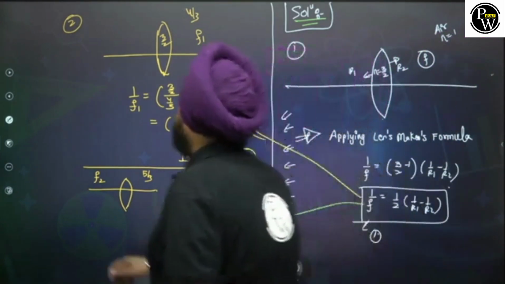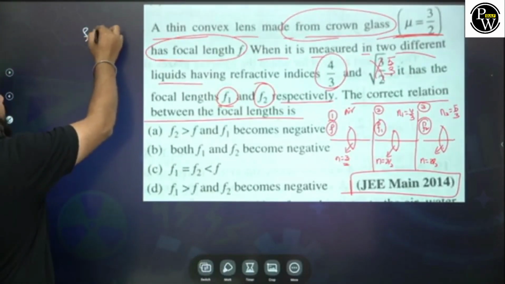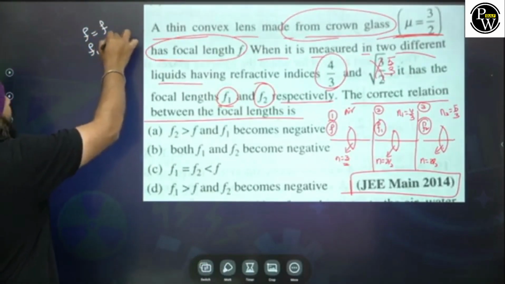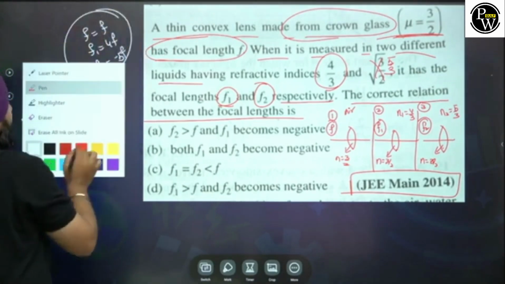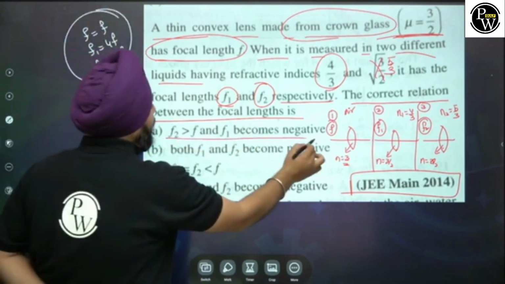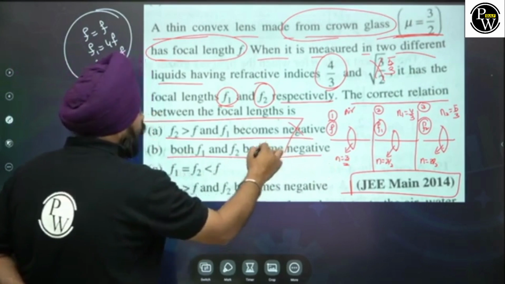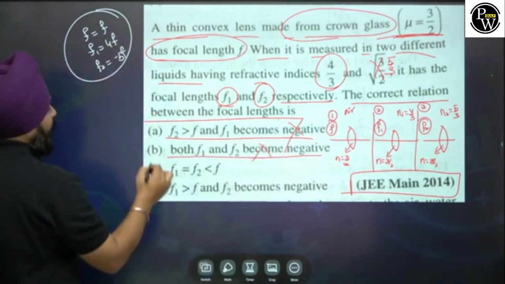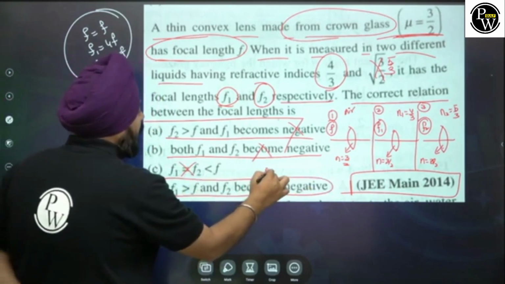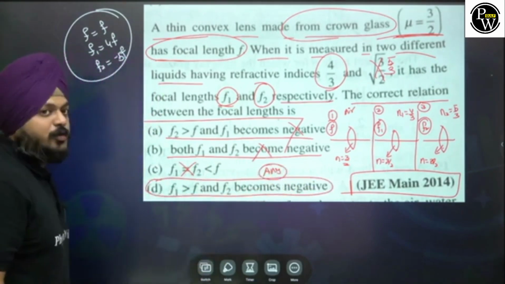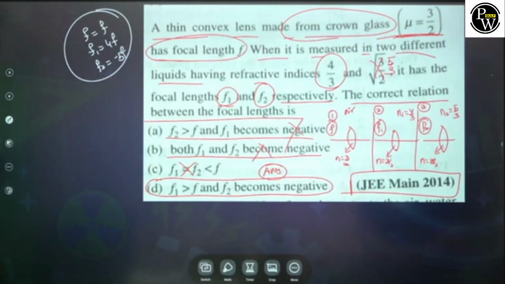Okay. So analyzing the situation, f is f, f1 is 4f, f2 is negative of 5f. On the basis of this, we are going to select the correct option. f2 is greater than f and becomes negative: wrong. Both f1 and f2 become negative: wrong. f1 is equivalent to f2: wrong. D is going to be the perfect answer for this specific question.